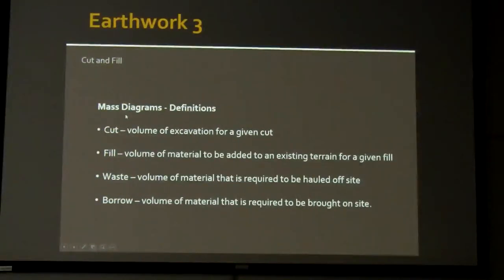One of the things about construction is we tend to keep our vocabulary very, very simple. As you can see, cut is the amount of material we're cutting, fill is the amount of material we're filling with, waste is the stuff that we have to haul off and bring to another site, and borrow is where we have to bring in material from some other site and put it in place. Why we call it borrow, I don't know, because we're never going to give it back. We're not just borrowing, we're actually taking it, but we call it borrow. Cut, fill, waste, and borrow.